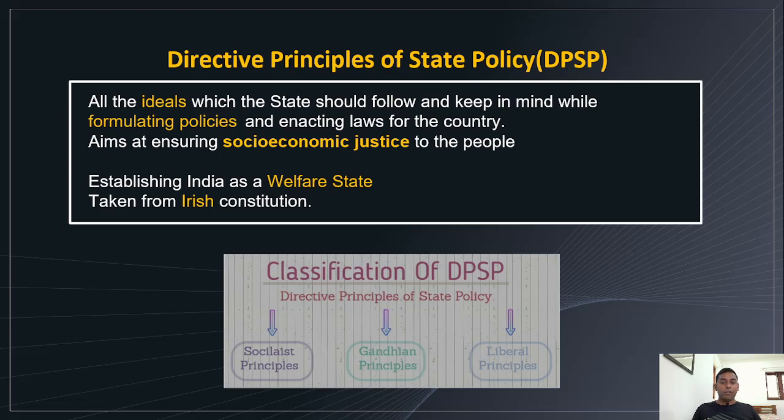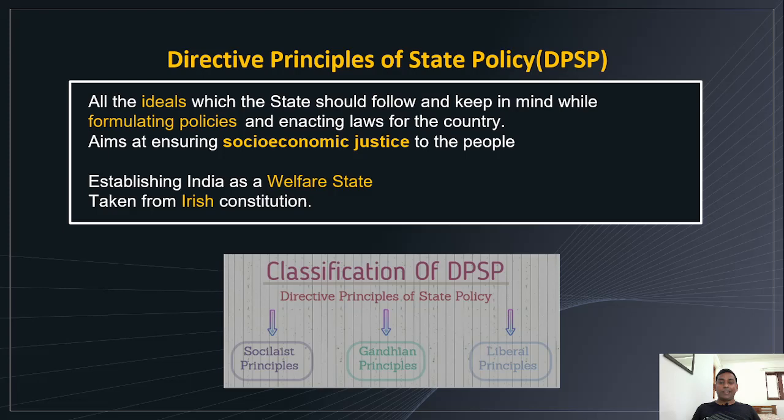The keyword you can have for DPSP is always welfare state, right? It is aimed to establish a welfare state, or India as a welfare state. Directive principles of state policy. What is that actually? These are some directions given for policy making of the state, of the country, of the nation. All the ideals which the state should follow and keep in mind while formulating policies and enacting laws for the country. So these are some directions which have to be kept in mind while formulating policies and enacting laws for the country by the government.